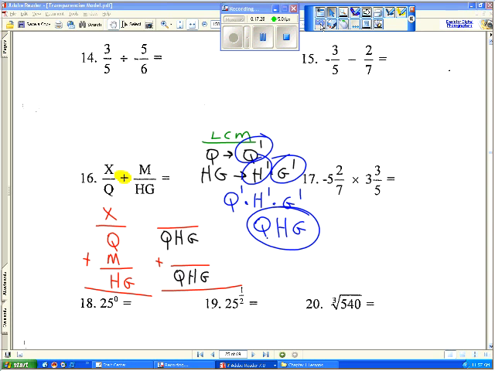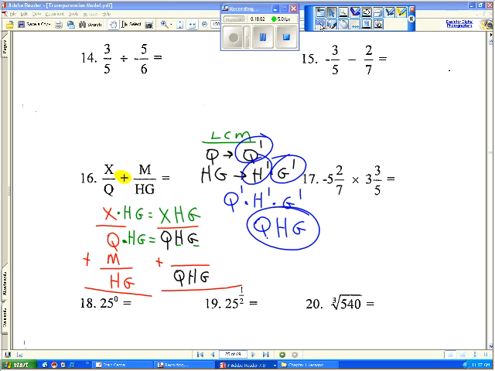And I convert my numerators over the exact same way I did with my regular numbers. And when we convert the numerators, we're finding equivalent fractions. And so we think, Q times what will give me that QHG? HG, the missing stuff. So I multiply the top by HG and I get XHG. You understand that?